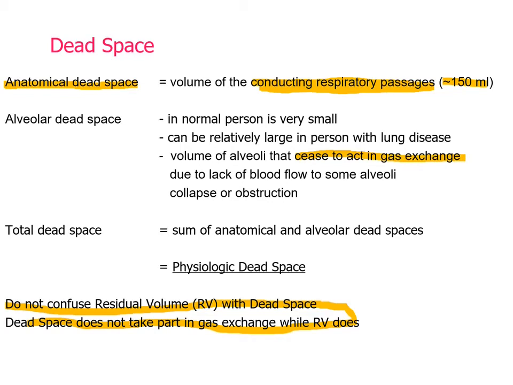There's collapse or obstruction or no blood flow around those alveoli, so they're not involved in gas exchange, and therefore that is called alveolar dead space. But anything other than a tiny amount is abnormal and indicates some sort of disease. So total dead space is equal to anatomical plus alveolar dead space. They are called physiologic dead space. Do not confuse dead space and residual volume.